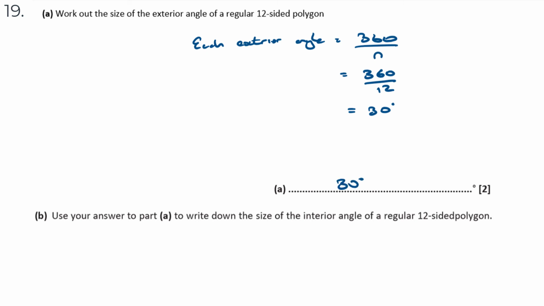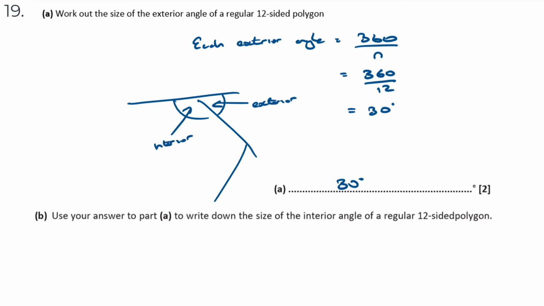Then use your answer to part A to write down the size of the interior angle. Exterior angles and interior angles lie in a straight line, don't they? So this is the exterior angle, this is the interior angle. So they lie in a straight line, so they add up to 180 degrees. So each interior angle is going to be 180 minus the exterior angle, which is 30, which gives you 150 degrees.